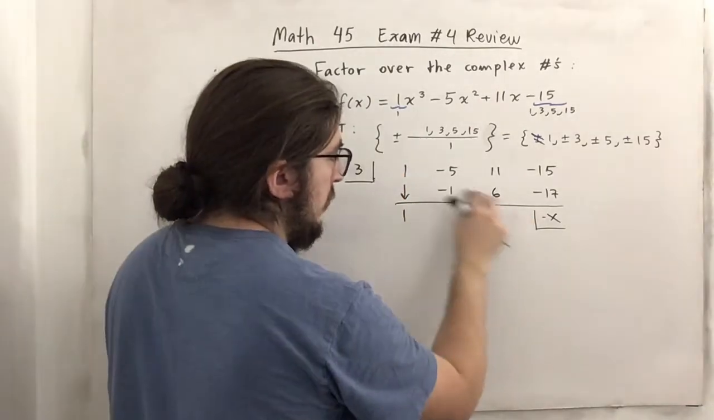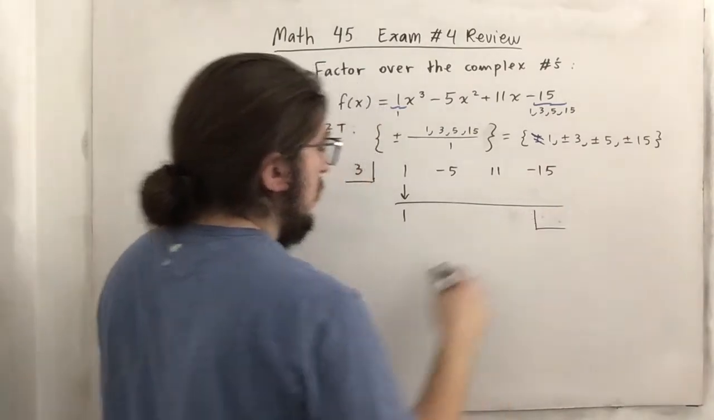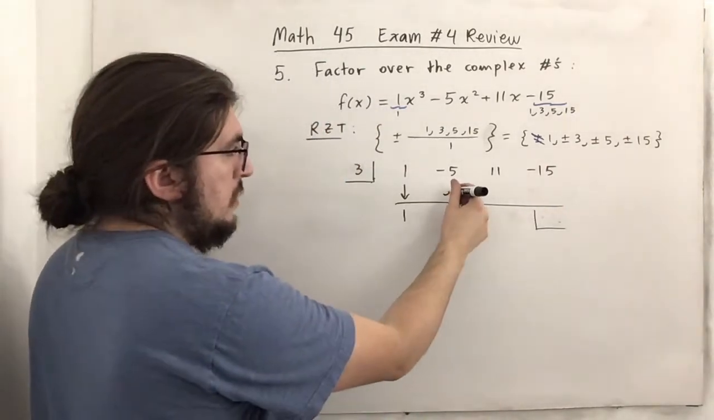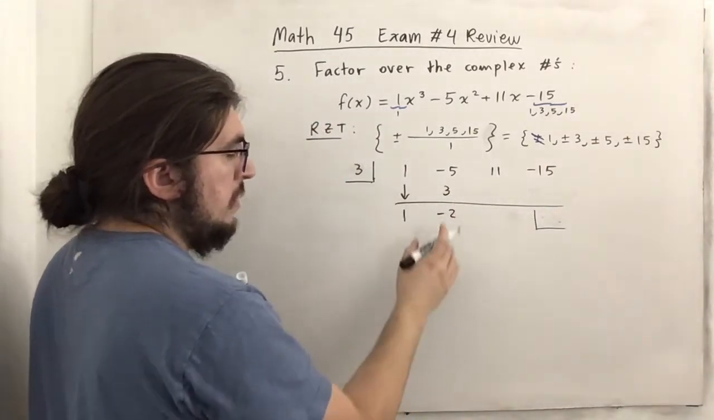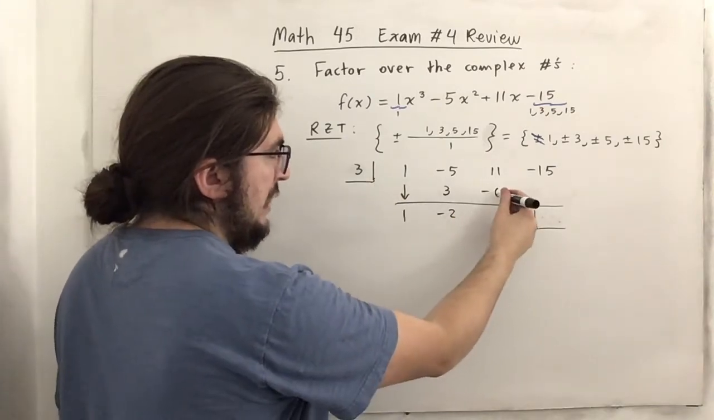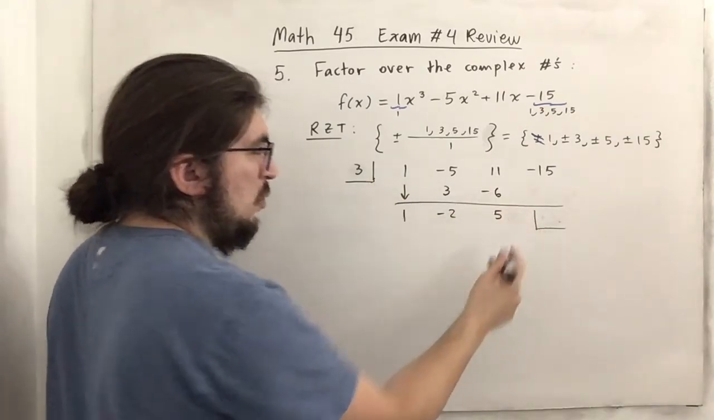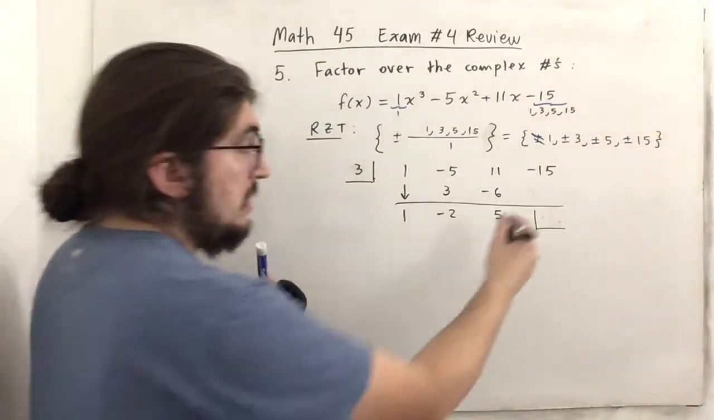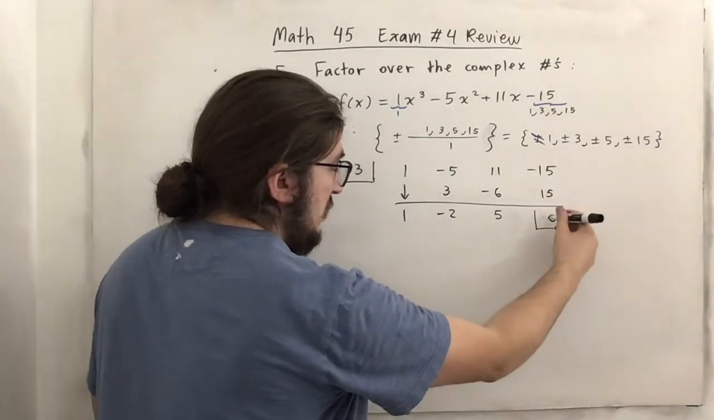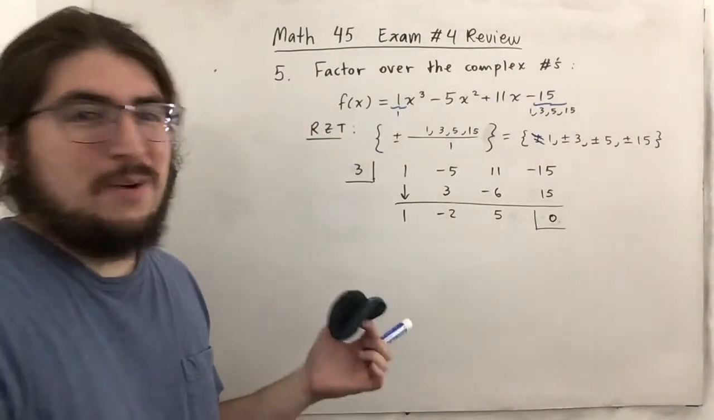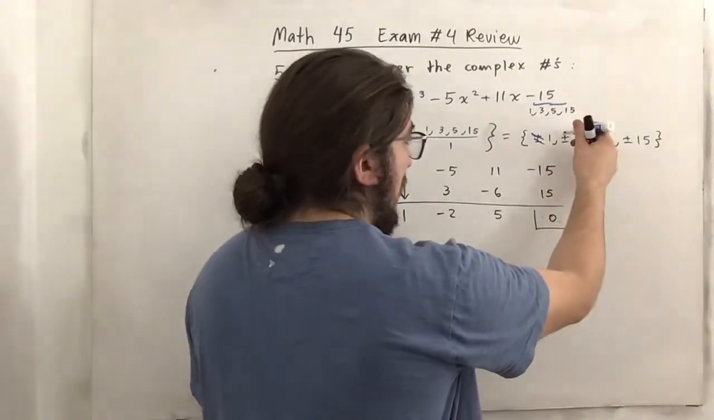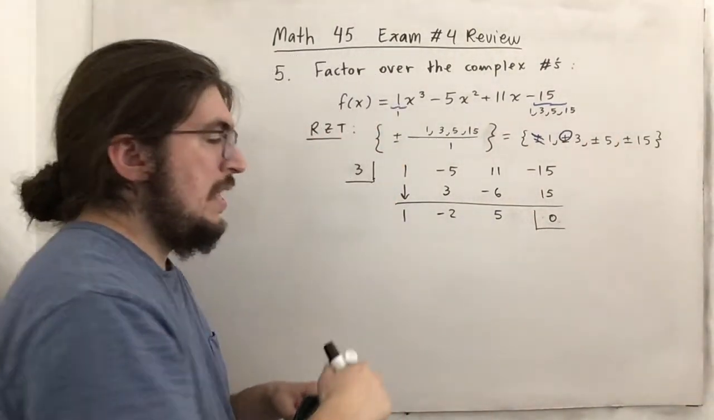Okay, let me erase this work here. So 1 times the box number is 3. Add straight down, you get negative 2. Multiply by the box number, we get negative 6. Add straight down, we get 5. Ooh, look at that. 5 times 3 is 15. If you add these, you indeed get 0. Perfect, it worked. So that means positive 3 is a 0.